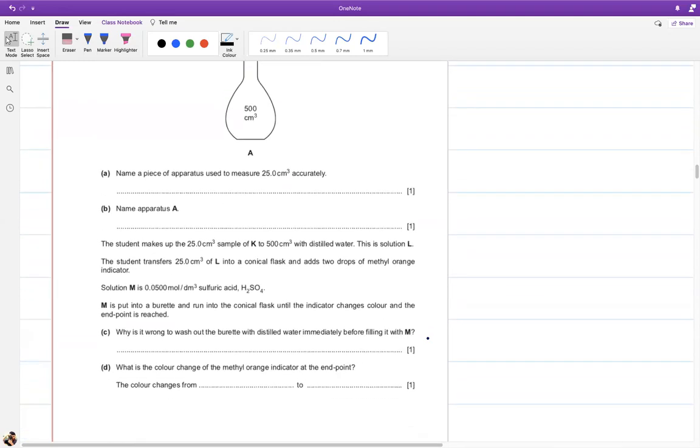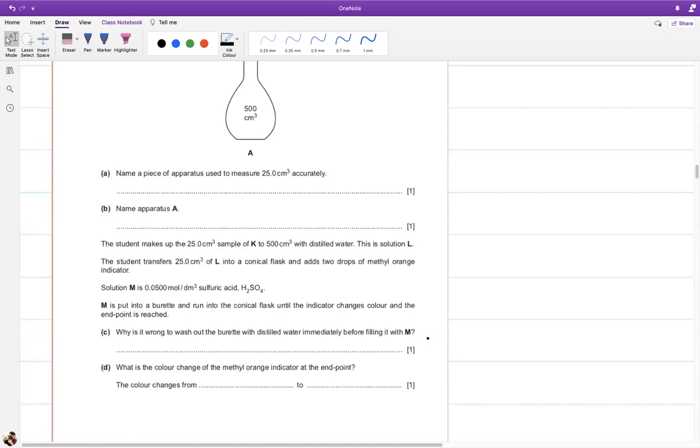All right, next. The student makes up 25 cm cube of sample to 500 cm cube. कैसे किया उसने? उसने 25 cm cube लिया होगा, उसको इसमें ऐड किया, बाकी उसने distilled water ऐड कर दिया. इस काम को कहते हैं making the solution up. ठीक है, तो वो जो कह रहे हैं ना कि it makes up, उसका मतलब है कि उसने उसमें 500 cm cube तक पानी ऐड किया होगा. And this is solution L.